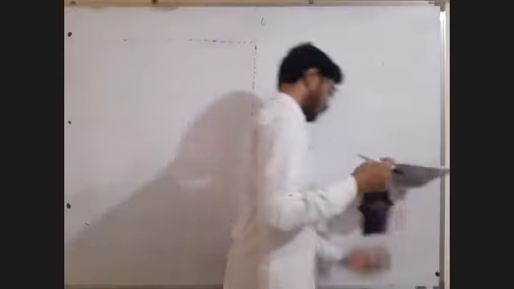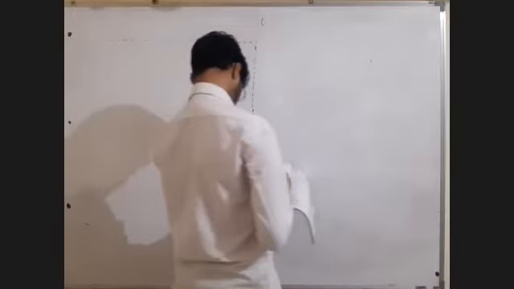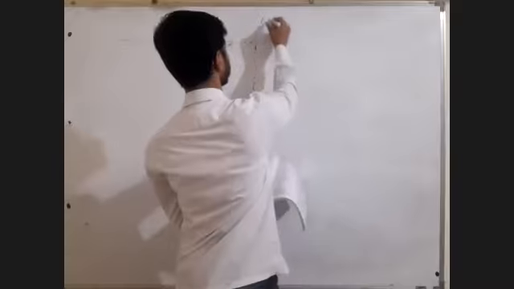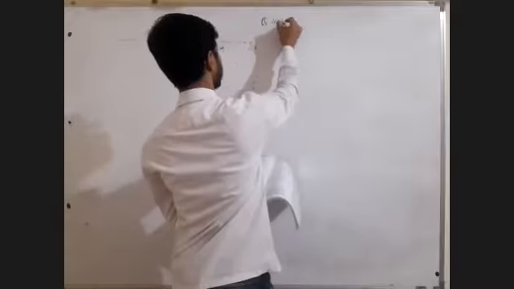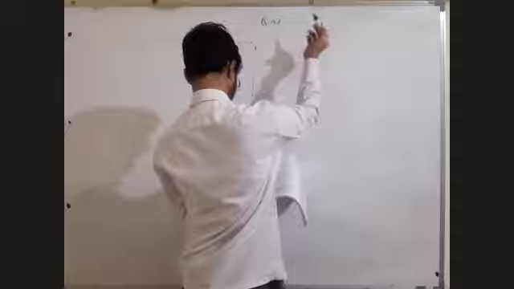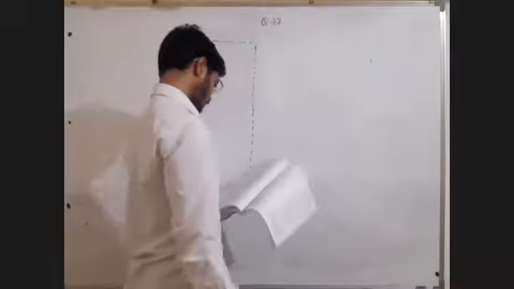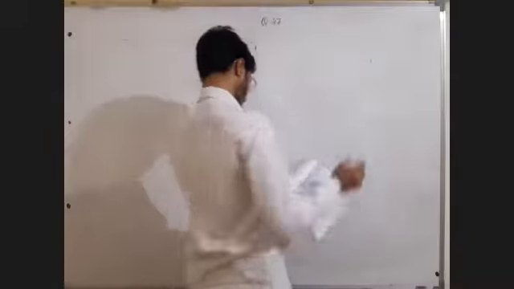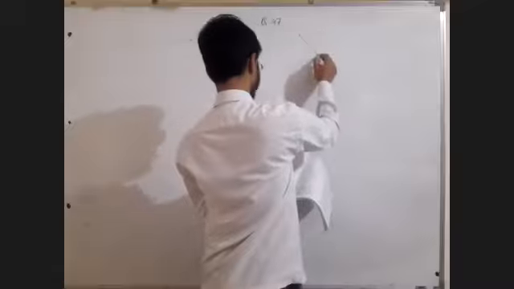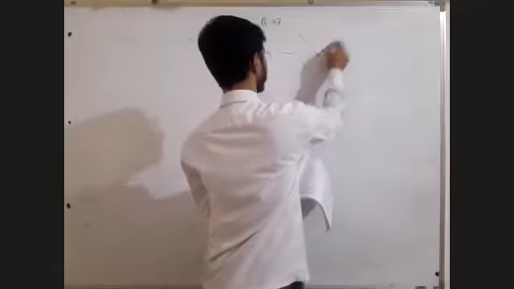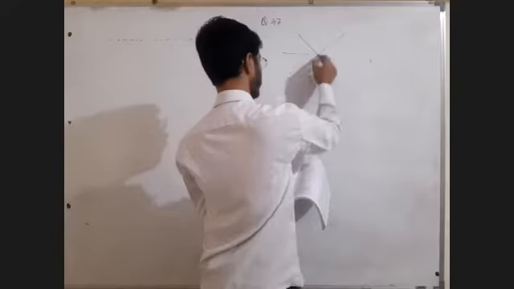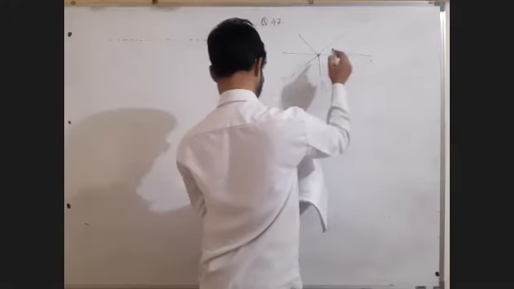Question number 47. Find the relation between I1, I2, I3, I4, I5, I6. Simple question. Do it quickly. This is going to be very easy.